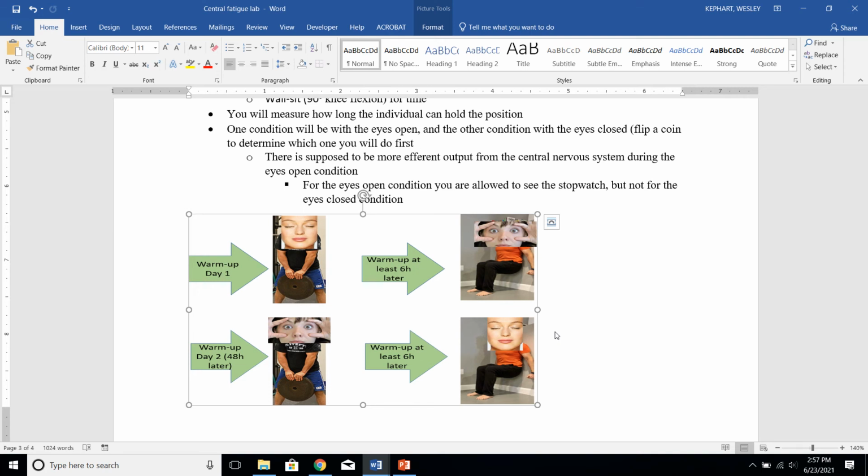So the idea is that potentially, if you close your eyes, maybe you won't be able to perform as well as whenever your eyes are open. So test it. We'll see if that actually happens. This is the real world. This is science. So I actually want you to try very hard and see what occurs there.